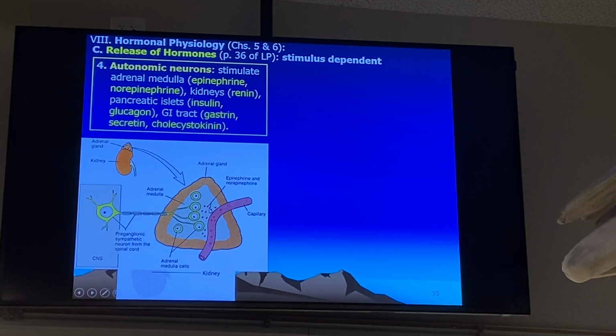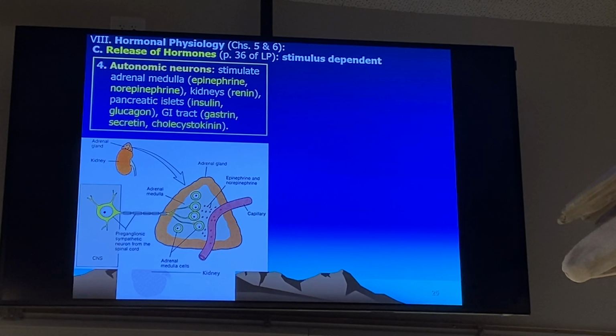For the cells of the adrenal medulla, instead of growing an axon, they just stay in the middle of the adrenal gland, in the deep part of the adrenal gland. That's why it's adrenal medulla. They're actually supposed to be post-ganglionic neurons. But developmentally, they said, no, I'm not going to grow an axon, so they just stay right there.